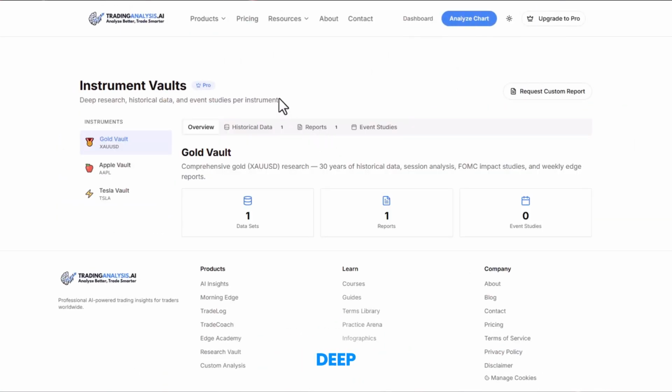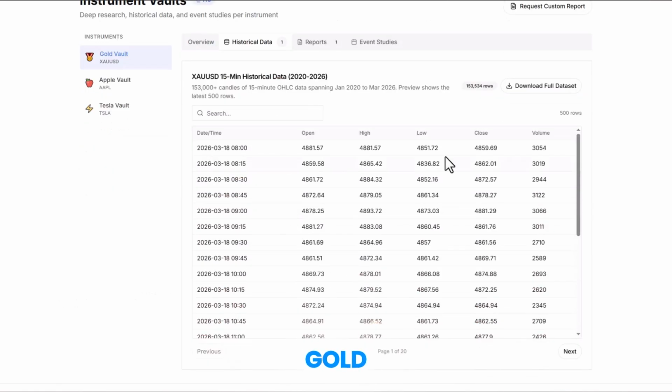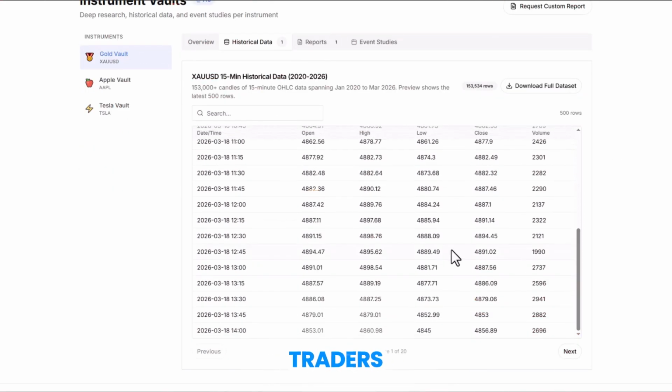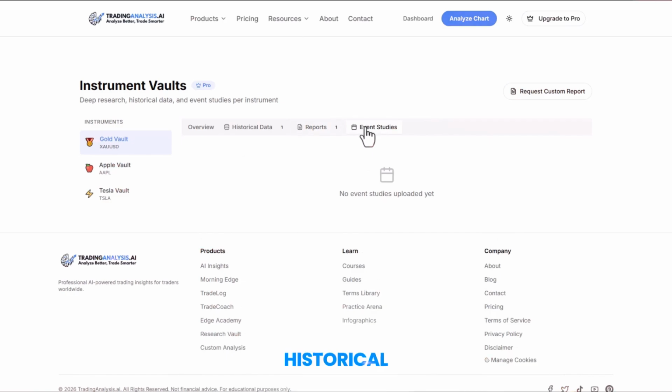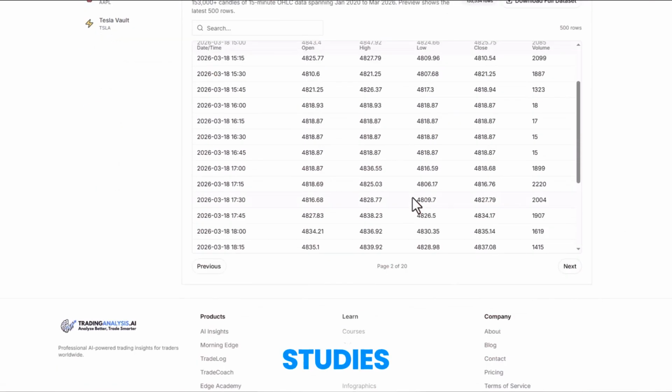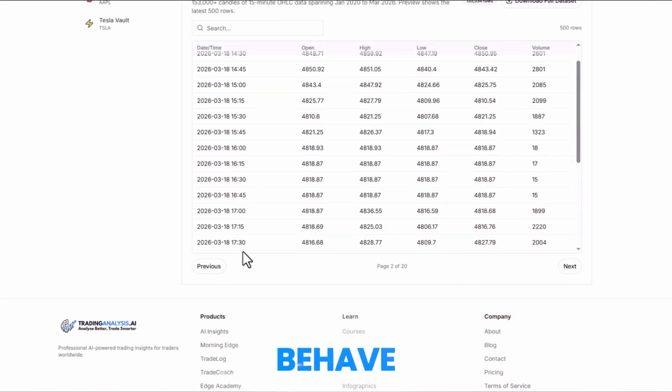Research Vaults provide deep research and historical analysis for specific instruments like gold, Apple, and Tesla. Traders can explore session behavior, historical patterns, and event-based studies to better understand how markets behave.